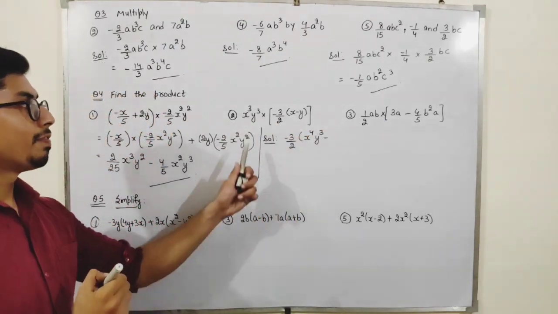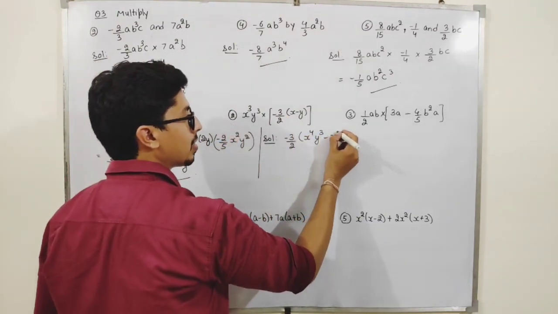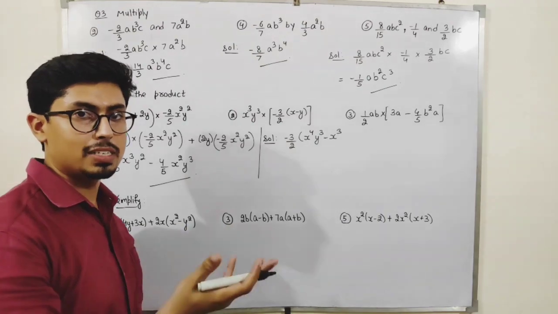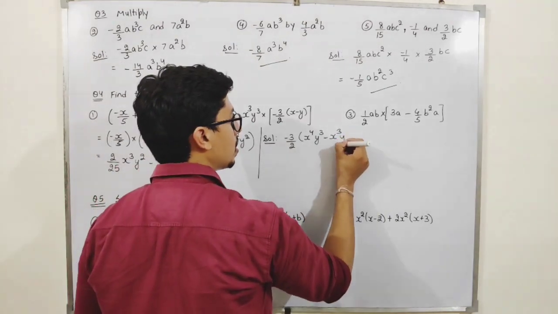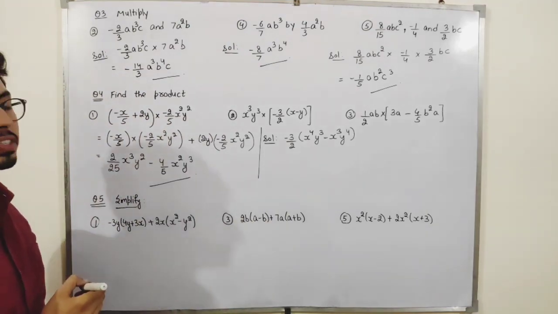Minus. If I multiply this by y, so x cube as it is, y raised to the power 1 and y raised to the power 3. Bases are same, so just add the powers. So y raised to the power 4. So this is our required answer.